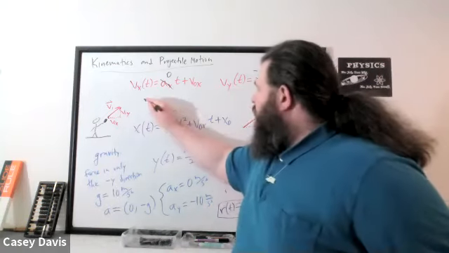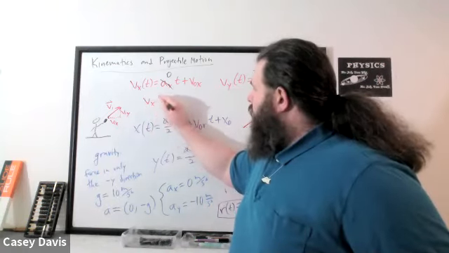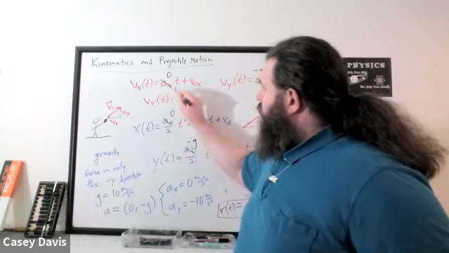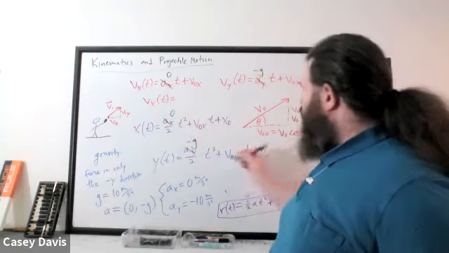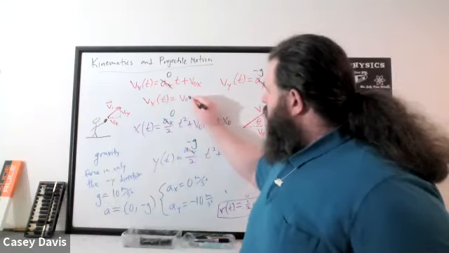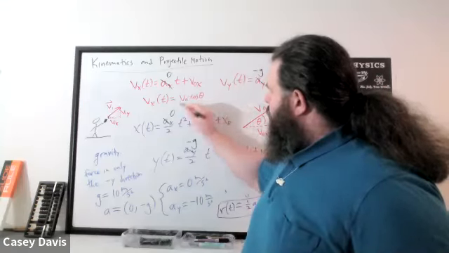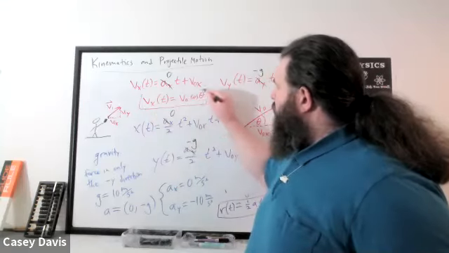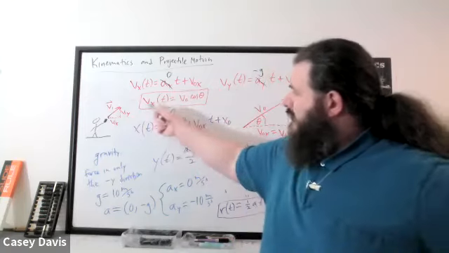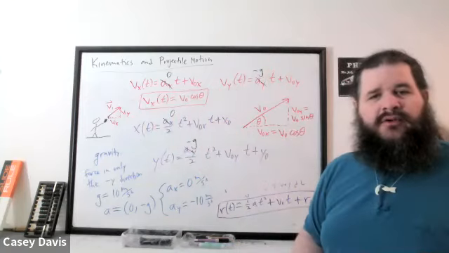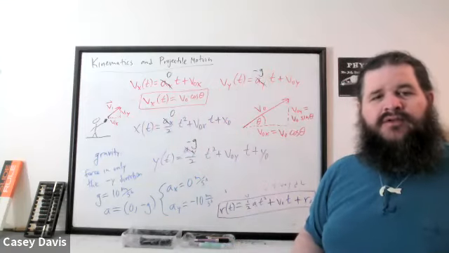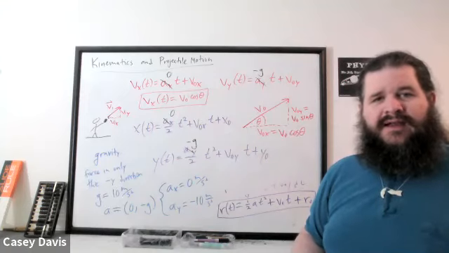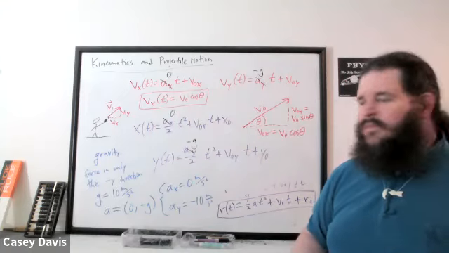That leaves us with vx of t equals 0 plus v0 cosine theta. And note that that doesn't change. Vx of t equals a constant. There's no acceleration in the x direction, so the component of velocity in the x direction does not change.